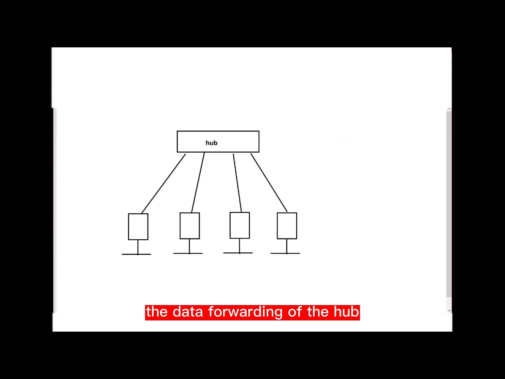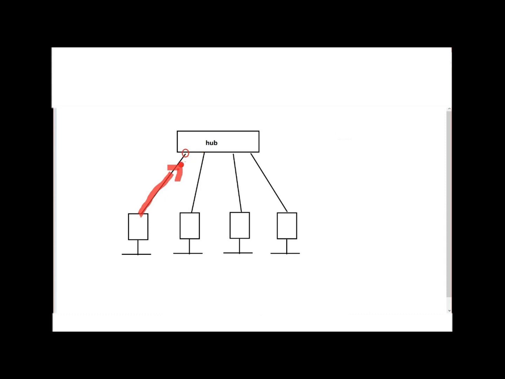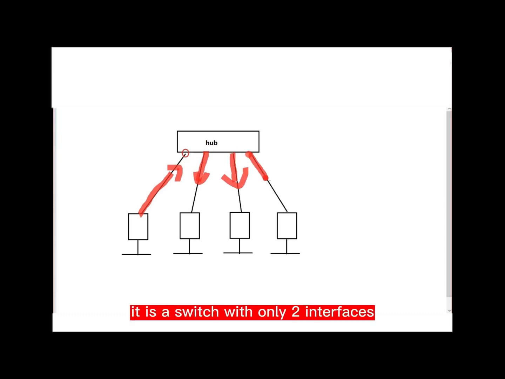The data forwarding of the hub depends entirely on its current interface card. Under this interface, you can feel the voltage swing value under the interface. As long as there is data going through under the interface on this line, it senses that data is coming now. Then the hub will receive and carry out flooding. Bridge is a name; it is a switch with only two interfaces.